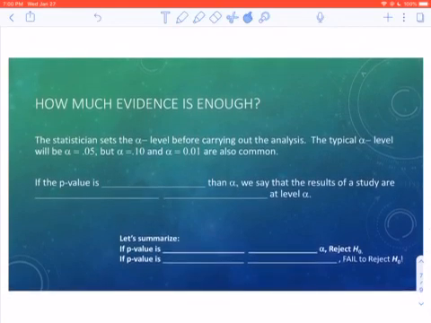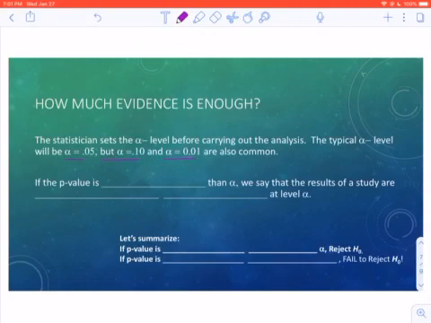So the question is, how much evidence is enough? Well, it depends on what the statistician sets as their sort of litmus test for what would be enough evidence. So you choose something called an alpha level. Normally, we would default to an alpha level of 0.05. So if a problem does not give you an alpha level, start with an alpha level of 0.05.